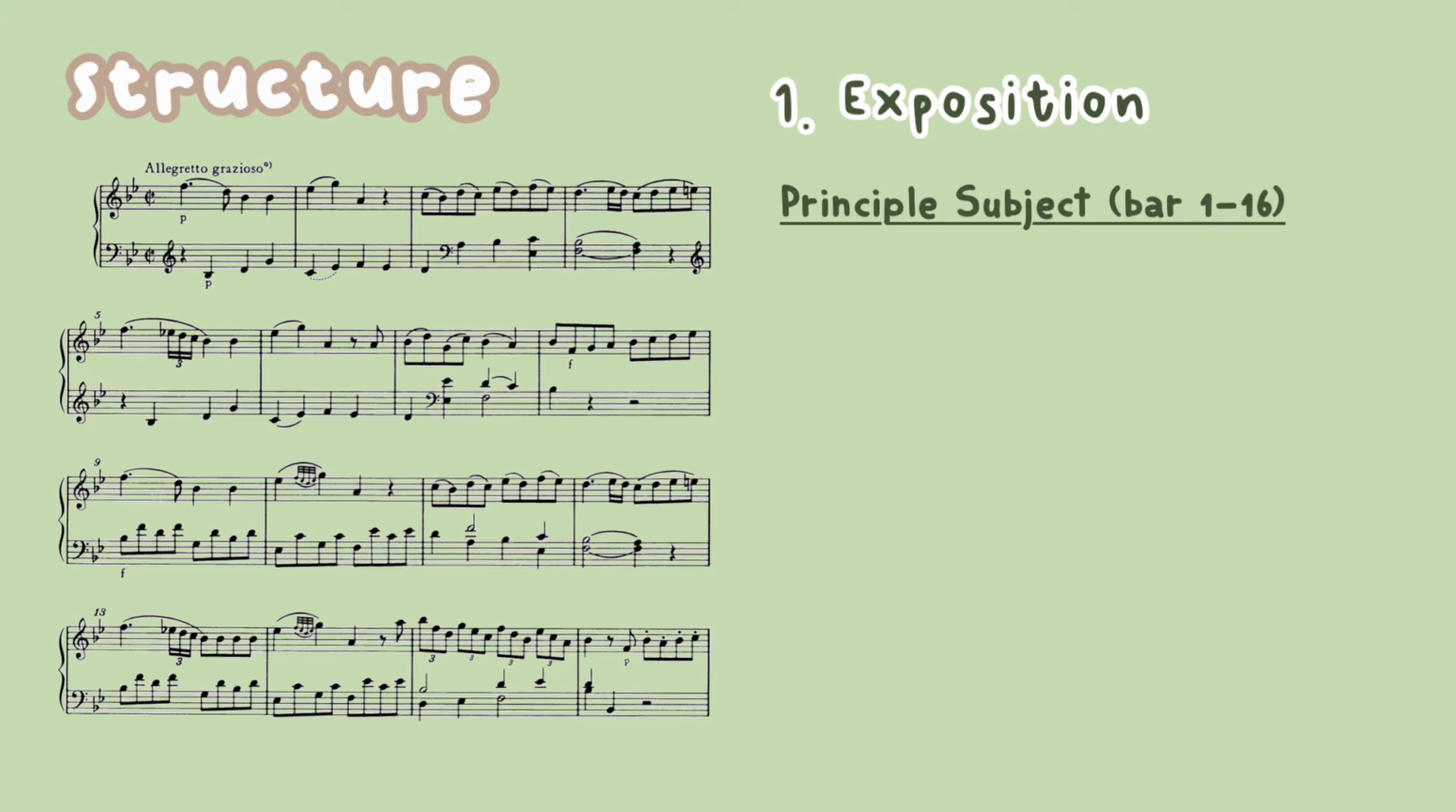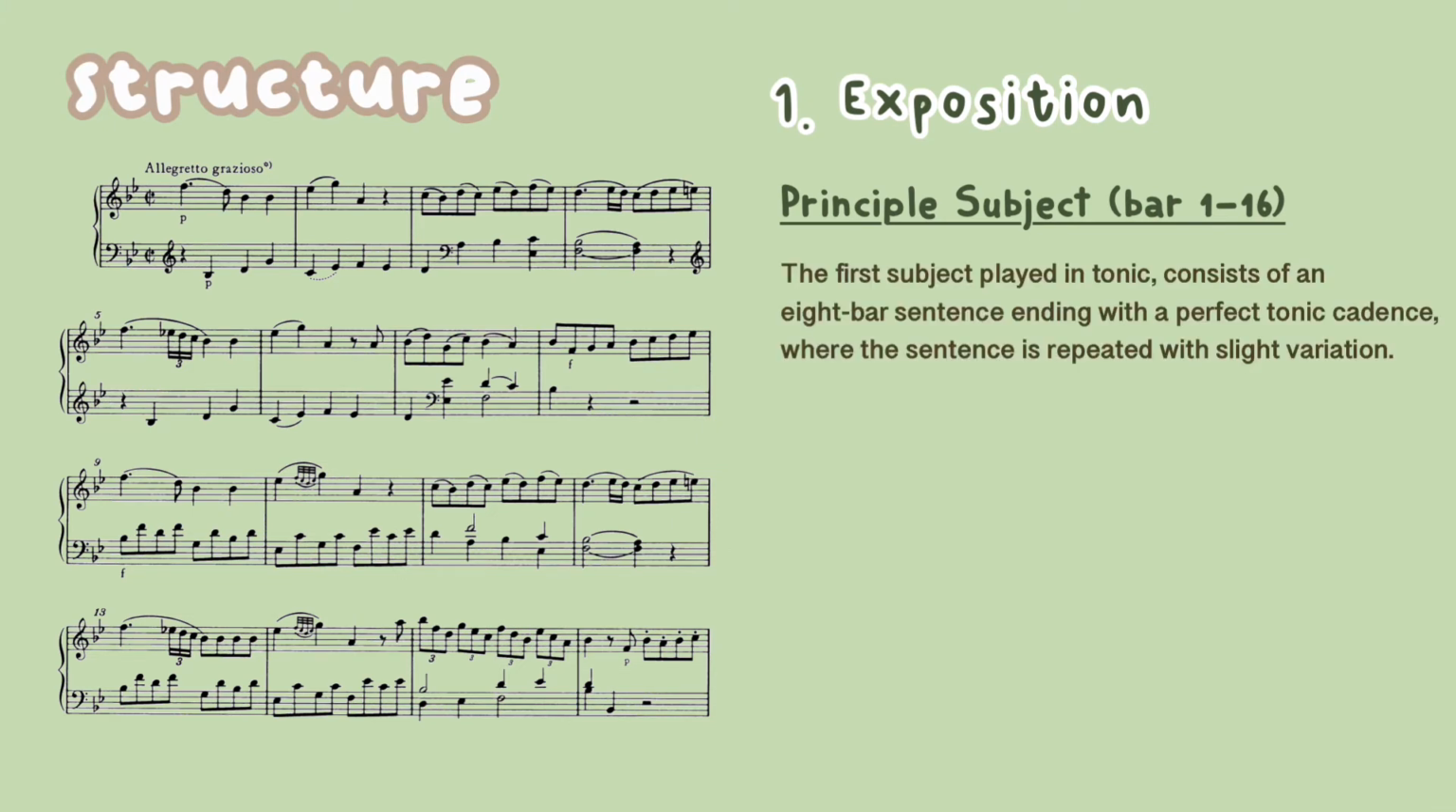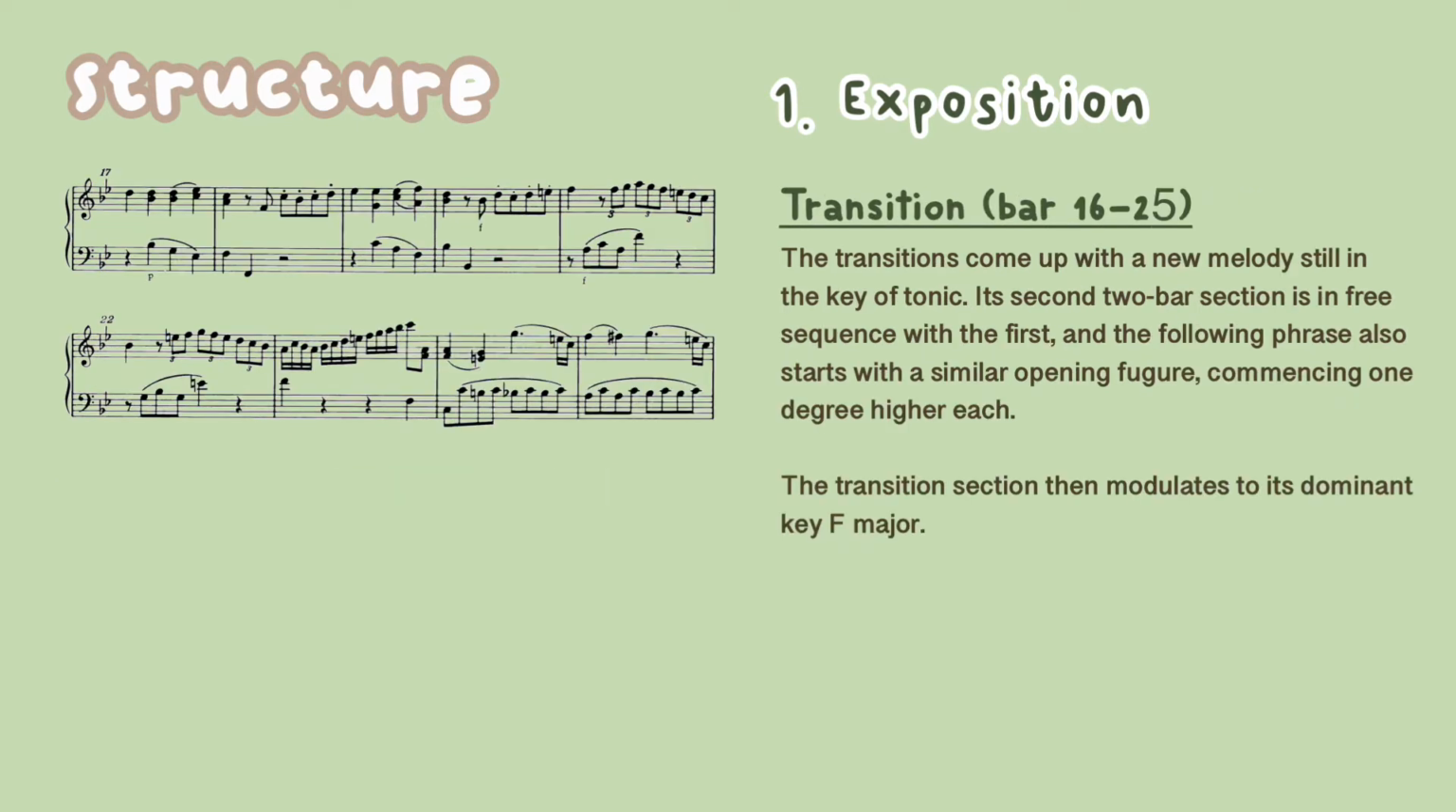Exposition. The first subject, played in tonic, consists of an 8-bar sentence ending with a perfect tonic cadence, where the sentence is repeated with slight variation. The transition comes up with a new melody still in the key of tonic. Its second 2-bar section is in sequence with the first, and the following phrase also starts with a similar opening figure, commencing one degree higher each time. The transition section then modulates to its dominant key, F major.